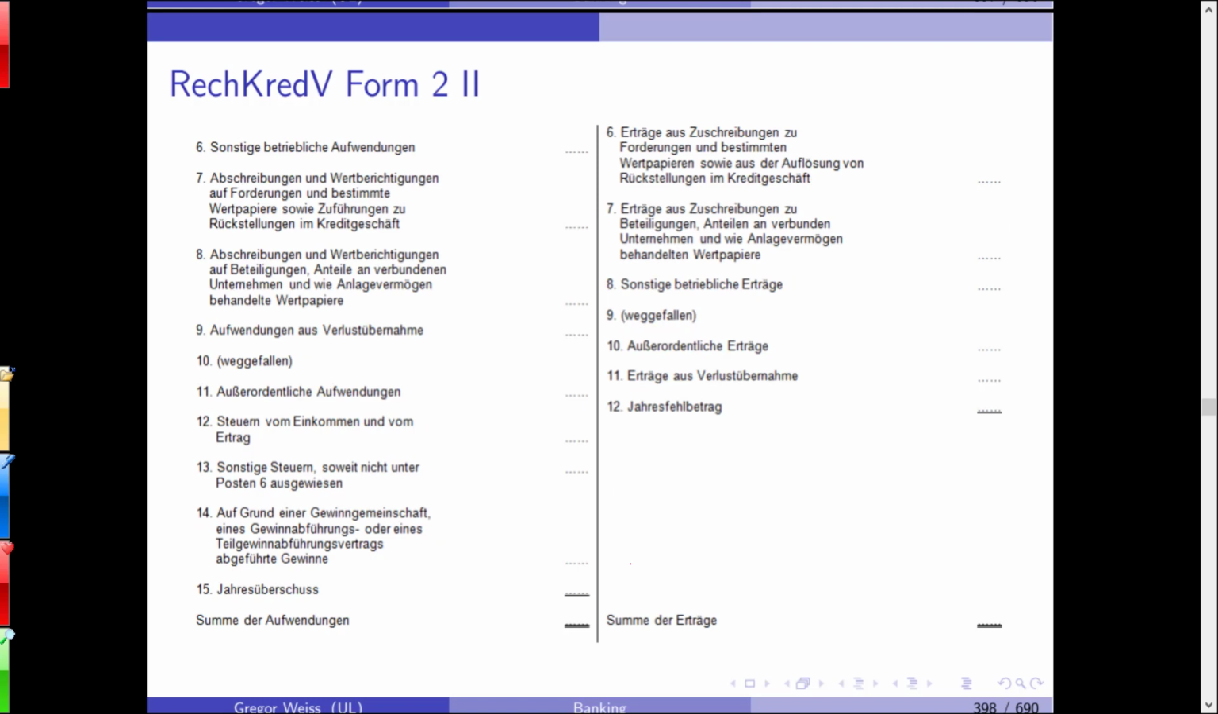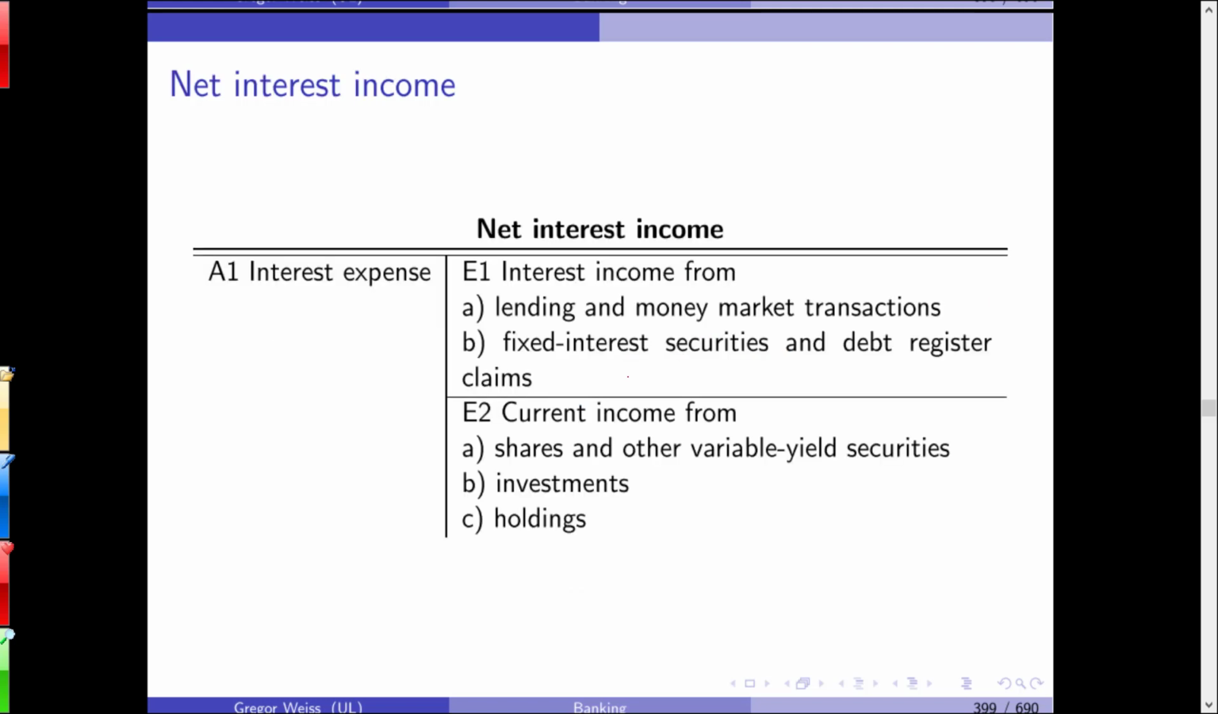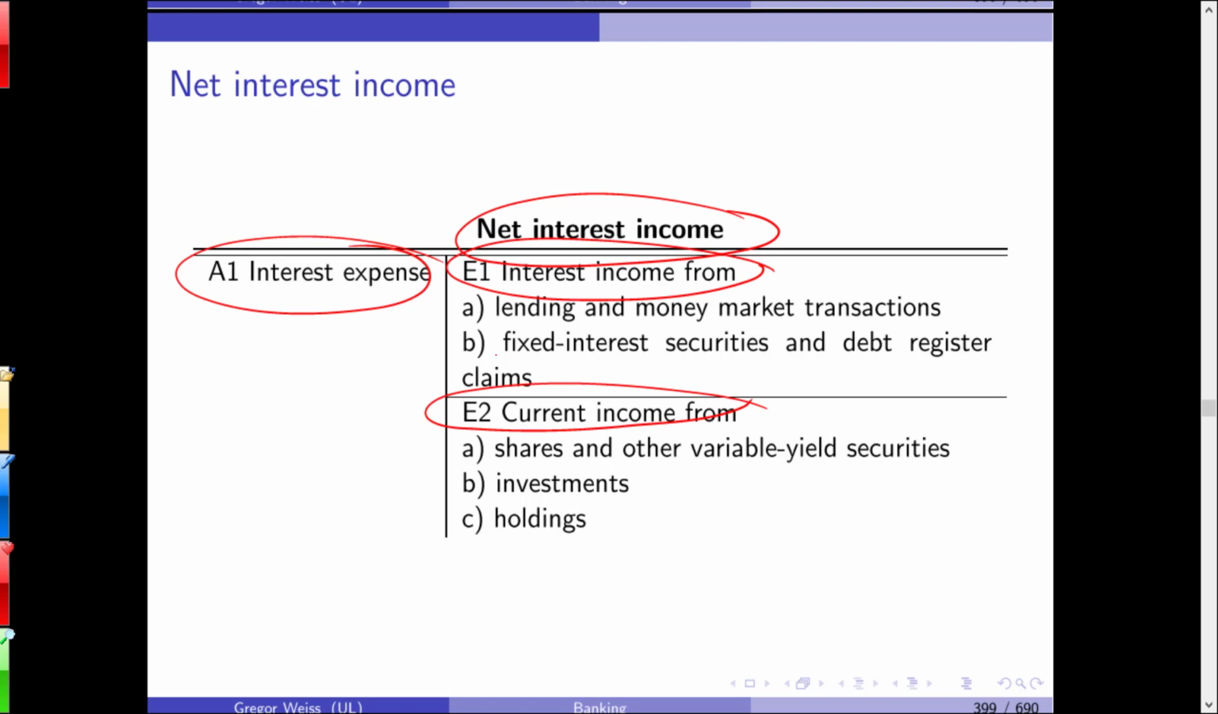And you can also see that you have write-offs, you have taxes, and at some point you will get a positive or a negative net income in total. Okay. Now, you can calculate the net interest income. You take the interest expense, you take the interest income, and the current income from shares, investments, and holdings.